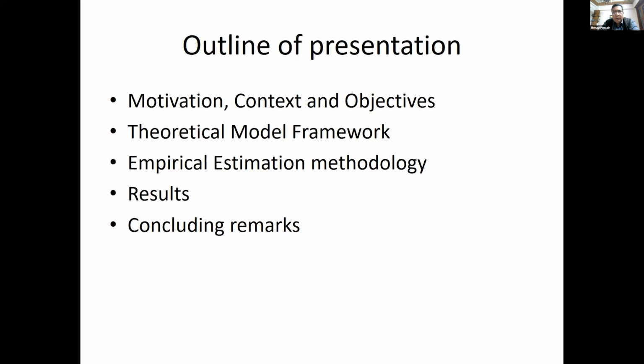The outline of my presentation is, first, the motivation from where we started the paper, and then context and objectives. Then we have outlined a simple theoretical model framework so that it can be understood clearly what we are trying to highlight in this paper. The theoretical model framework is followed by some empirical estimations based on some SME survey results, and then we come up with some conclusions.